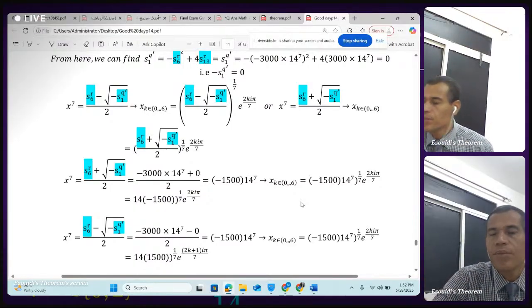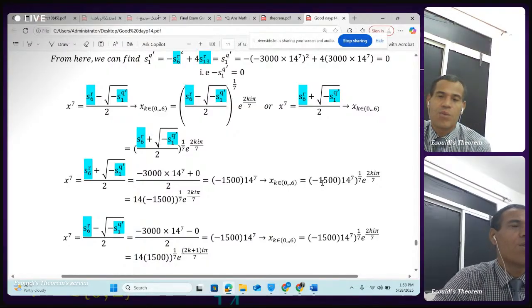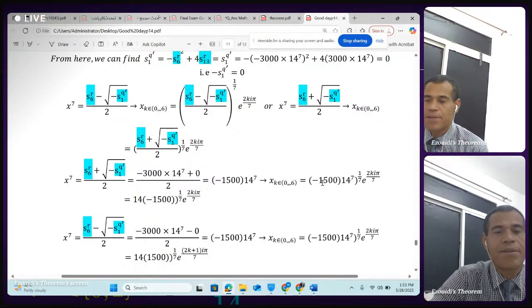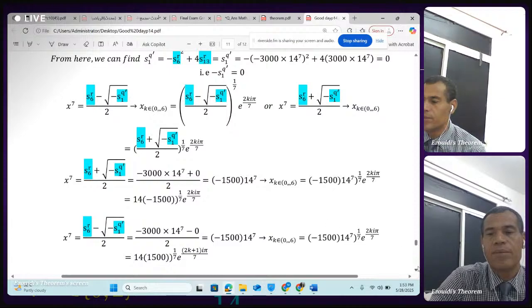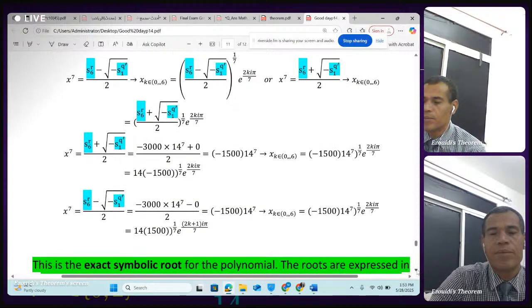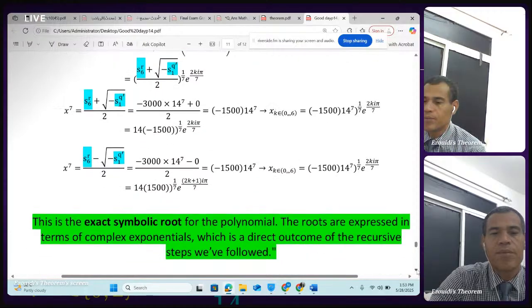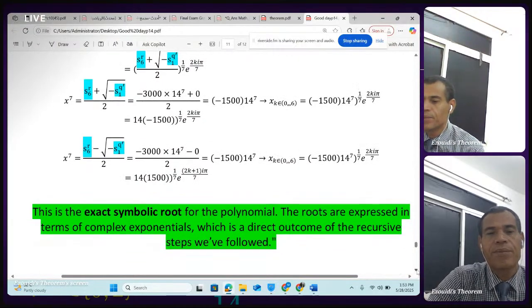Right. They state it as x_k equals the seventh root of 1500 times 14, times e to the power of i(π + 2πk)/7, where k takes integer values from 0 up to 6. So k is 0, 1, 2, 3, 4, 5, 6. Each value of k gives us one of the 7 distinct roots. That's right. 7 distinct complex roots derived directly from the exact value of x^7. And the crucial point here, again, is that these are exact symbolic roots. Absolutely. We haven't used any iterative numerical methods that just get closer and closer. The method, as demonstrated here, has produced the precise mathematical expressions for these roots.